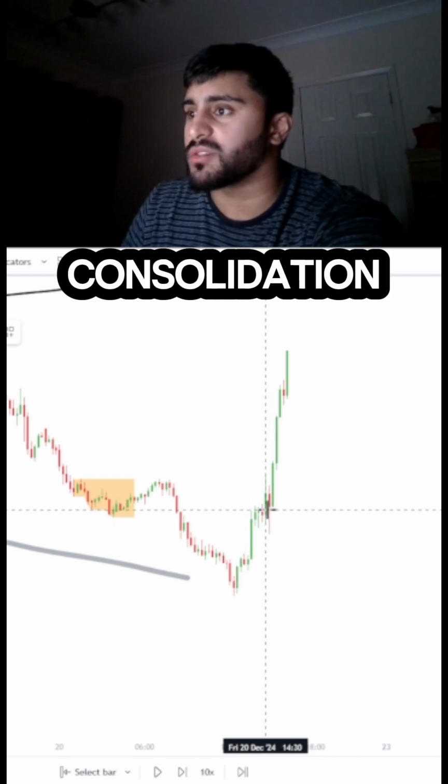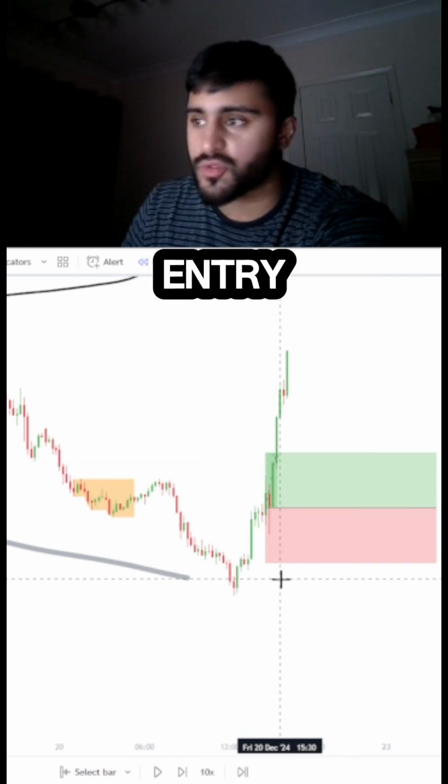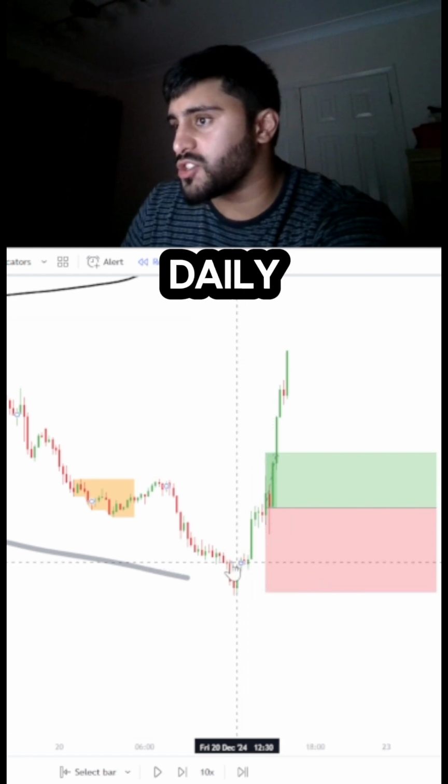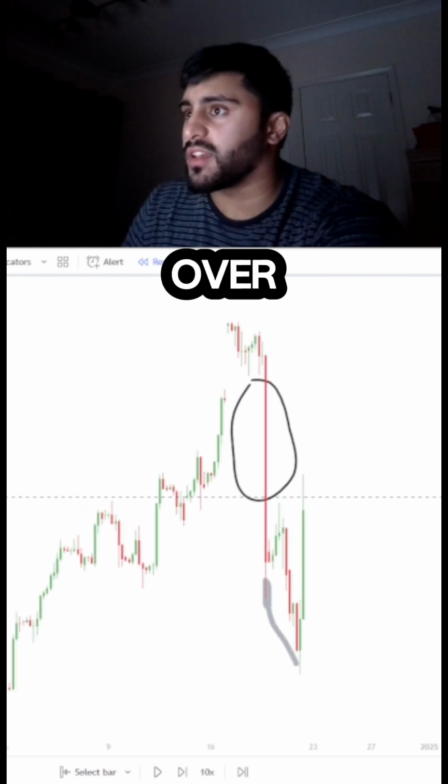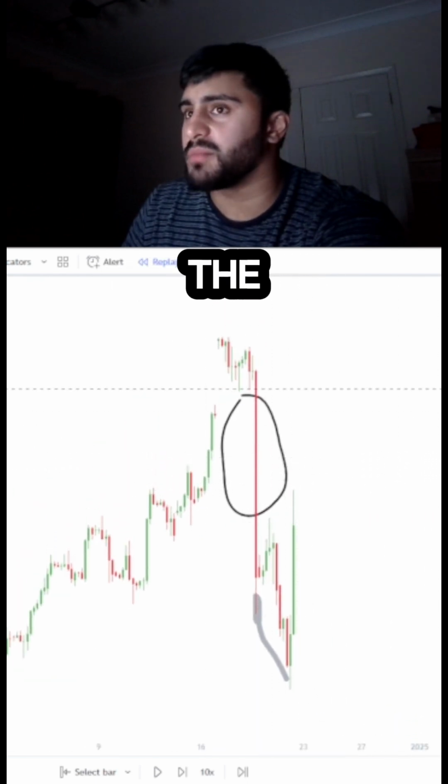So we had some consolidation over here. On the lower time frames, you could have caught an entry over here, stop loss just below the Judas swing or the daily low. And really, like I said over here, you want to be targeting the fair value gap, or at least the middle of the fair value gap.